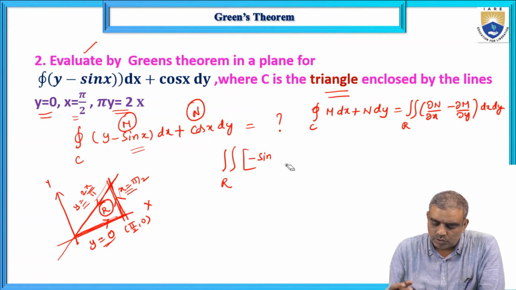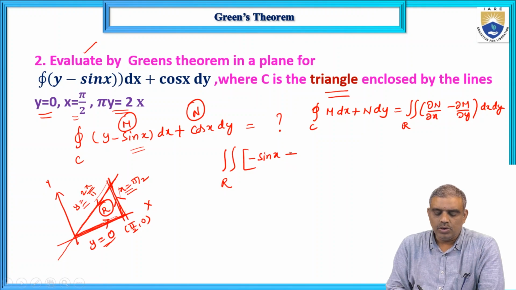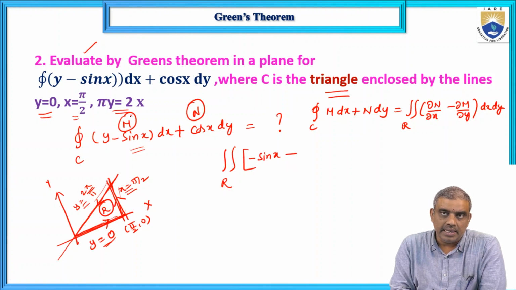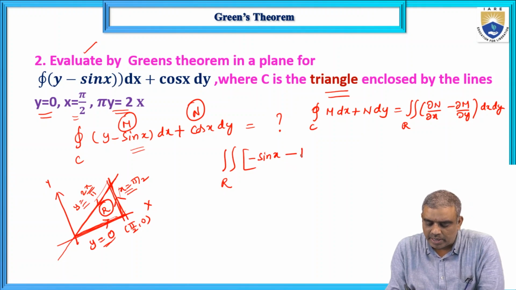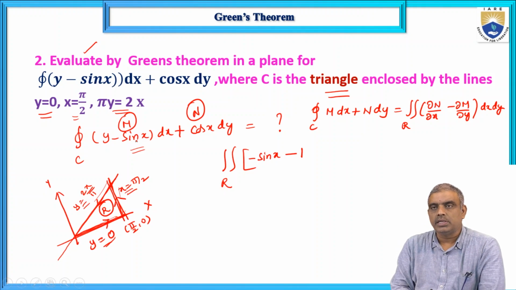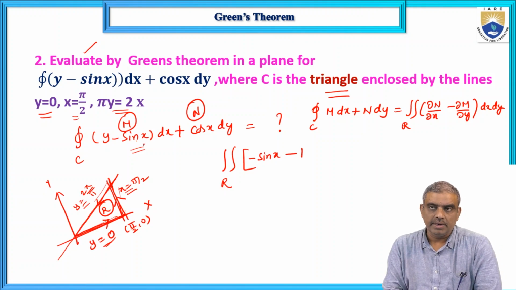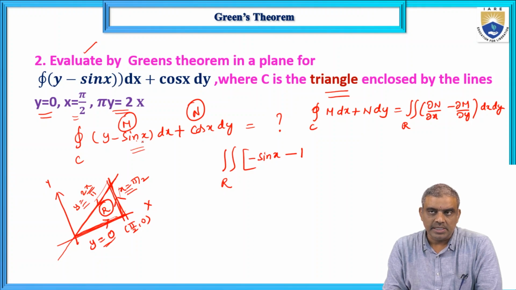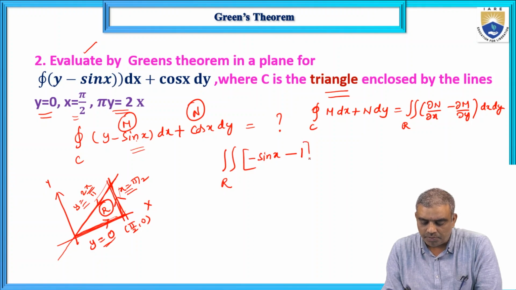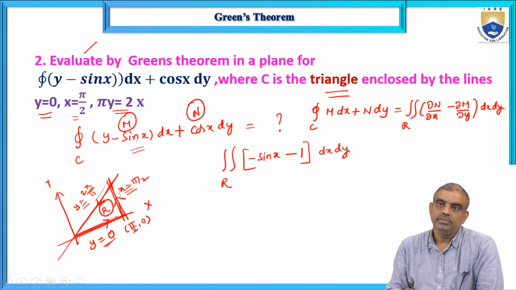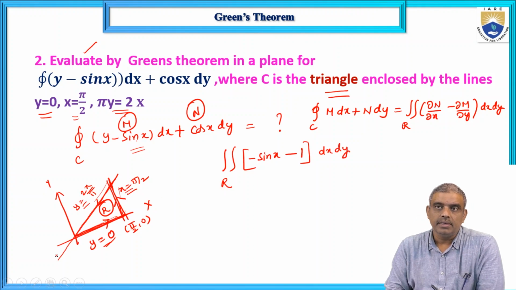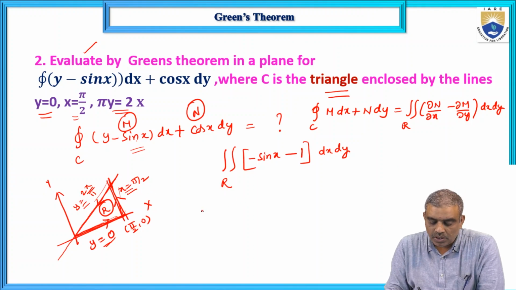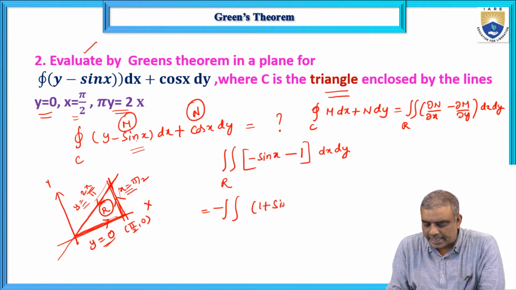So here it is ∂N/∂x minus ∂M/∂y. The partial derivative of M with respect to y is 1 only, and the other term will be 0, because we are differentiating partially with respect to y, so x terms are treated as constants. It is 0, of dx dy, where R is the region bounded by the three lines. Now to find the limits of integration, take the minus outside: 1 plus sin x, and here first dy dx.